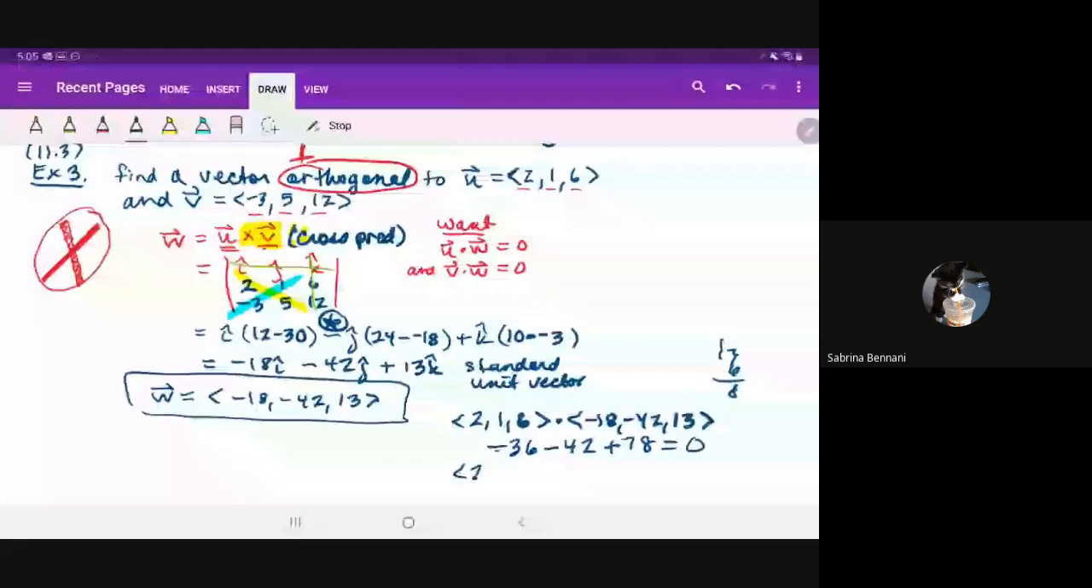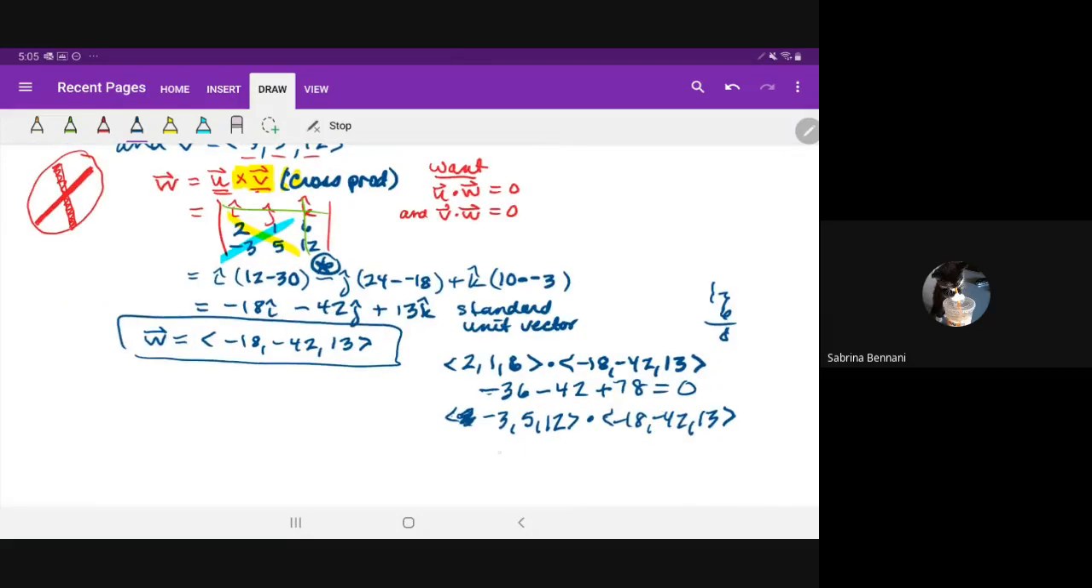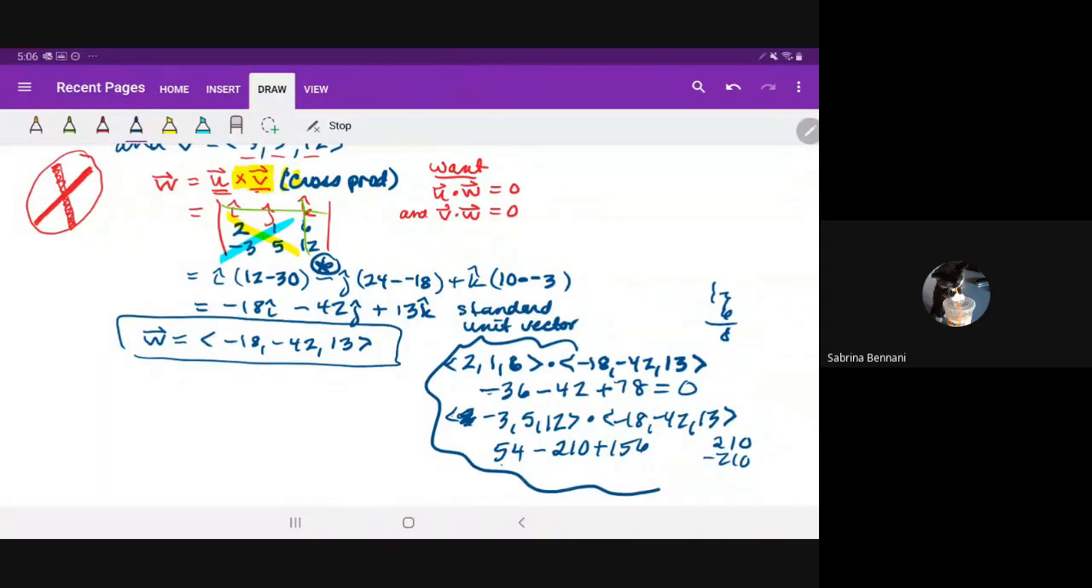And then I also am going to try negative 3, 5, and 12. And that dot product with this negative 18, negative 42, 13 is also supposed to be 0. Seems like I'm writing messier today. I think I'm at a bad angle. Minus, what, 210? I don't know what 12 times 13 is. What, 156 maybe? Okay, so if I add the positives, that's 210. 210. So I think I'm good. So this usually I kind of do in my head. You're allowed to write it out, but I usually do it in my head, and it reminds me that dot products have to be 0 to be perpendicular.